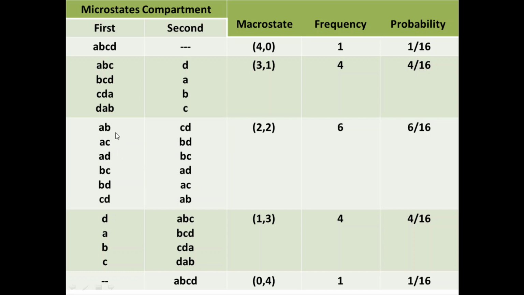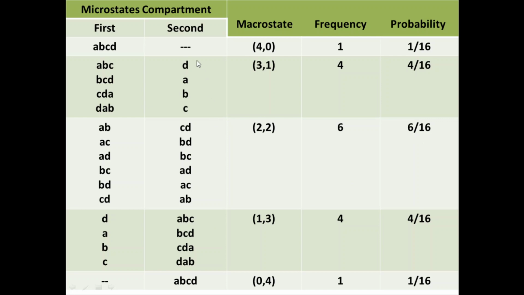Now if we arrange 2 particles in the first compartment and the other 2 in the second compartment, this is the way we can arrange them. It is also in a simplified manner: A, B, C, D, C, D, A, B. And the macrostate, in the first compartment the particles are 2, and in the second compartment the particles are 2. Therefore the macrostate is 2 and 2. And the frequency is 1, 2, 3, 4, 5 and 6. Therefore the frequency is 6, that is, there are 6 microstates. Therefore the probability is 6 over 16.